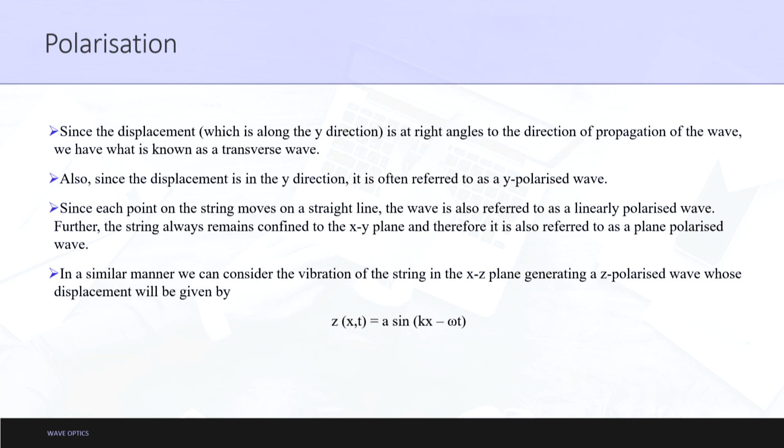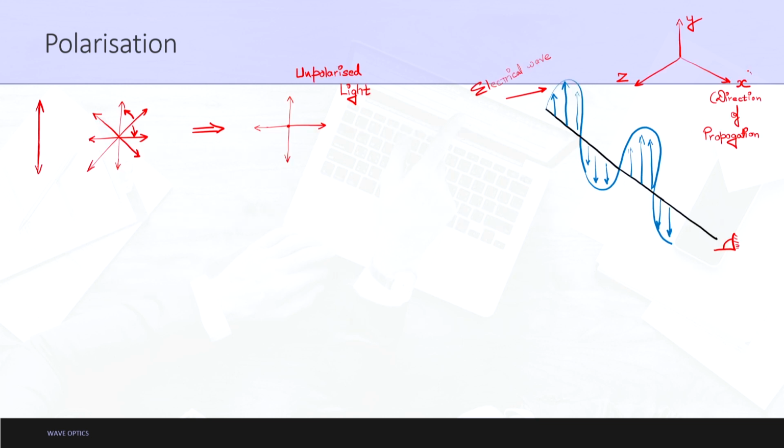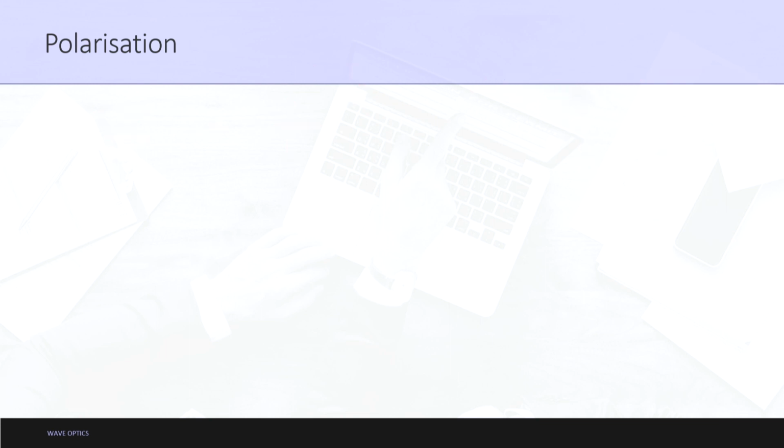Since the displacement along the y direction is at right angles to the direction of propagation of the wave, we have what is known as a transverse wave. This is the same concept I was explaining: this is the direction of propagation, and this is the direction in which there is displacement in the wave. Therefore this type of wave is called a transverse wave.